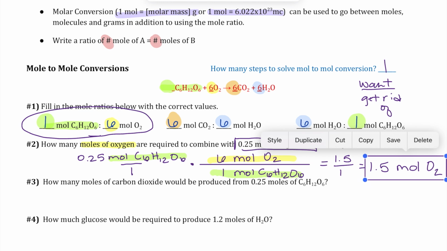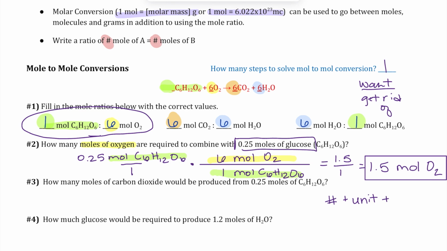And so we need a number, then we need our unit. Unit could be moles, grams, molecules, and then we need the chemical. All those 3 parts in our answer with that. So number, unit, chemical, those 3 parts.